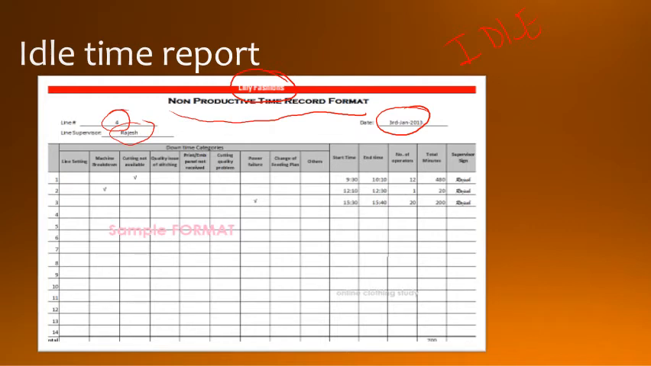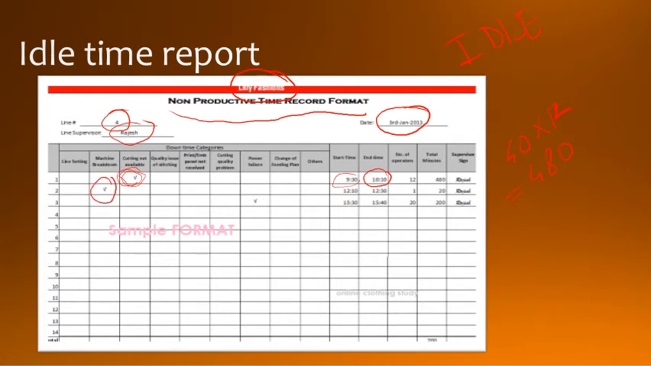First is line setting. If there is a problem in line setting, a problem in machine breakdown, then cutting not available. See here, the first reason they have given is cutting not available. How much time was cutting not available? 9:30 to 10:10. That means how many minutes? 9:30 to 10 is 30 minutes, and again 10 minutes. That means 40 minutes, and 40 minutes for 12 machine operators. So 480 minutes of idle time has been caused.